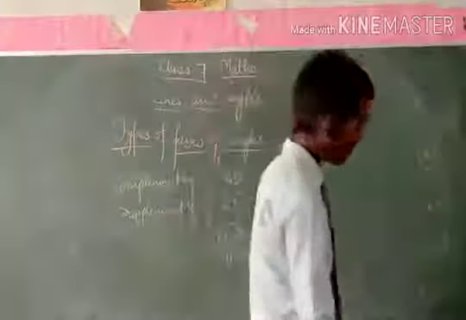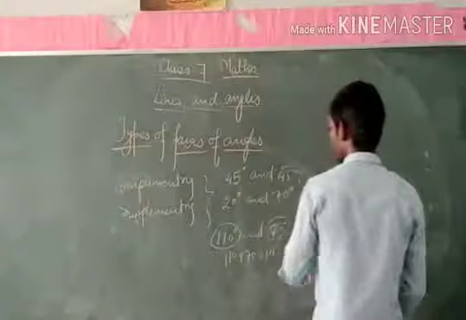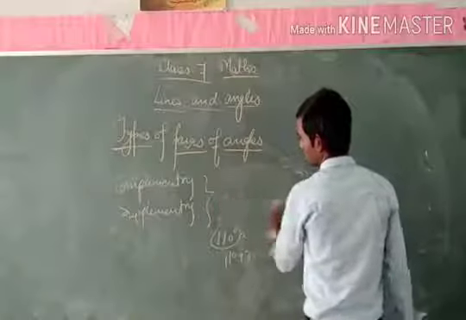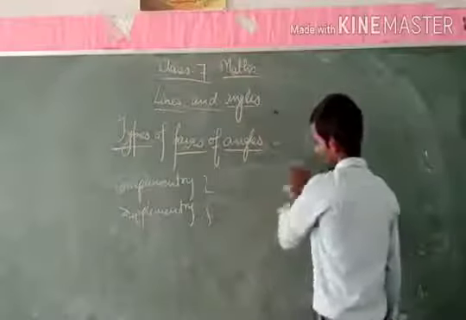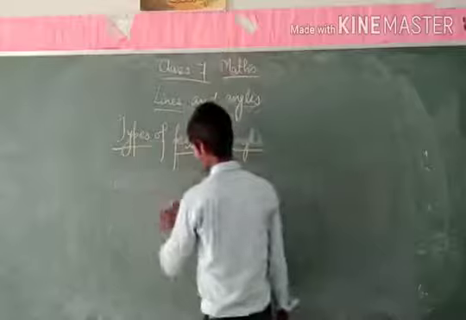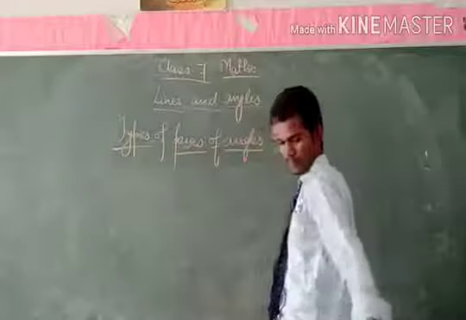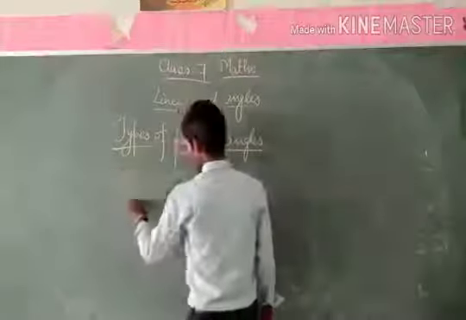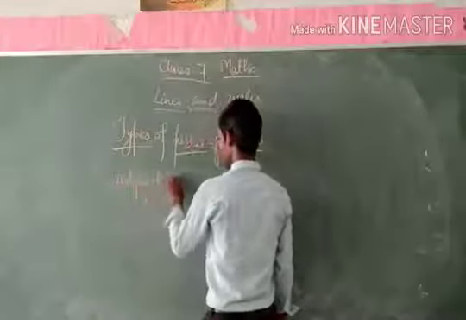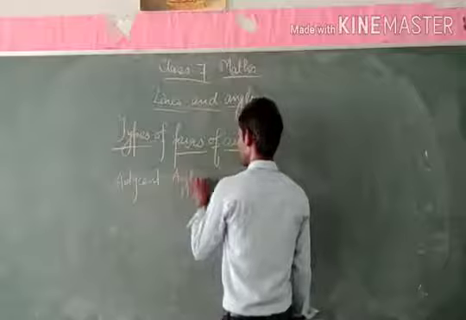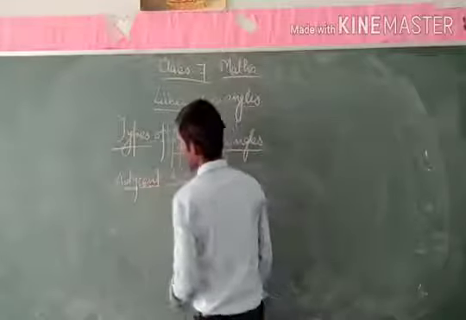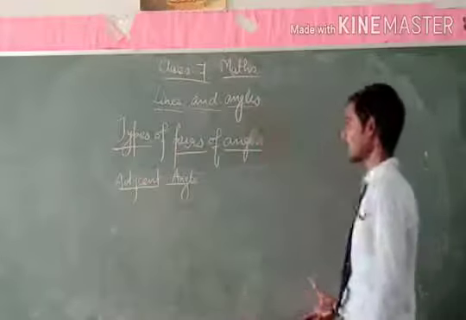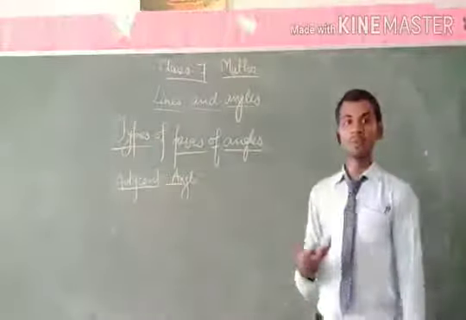Now let us discuss some new types of pairs of angles. One of them is the adjacent angle. Adjacent angle. What is the meaning of adjacent? Adjacent means joined.